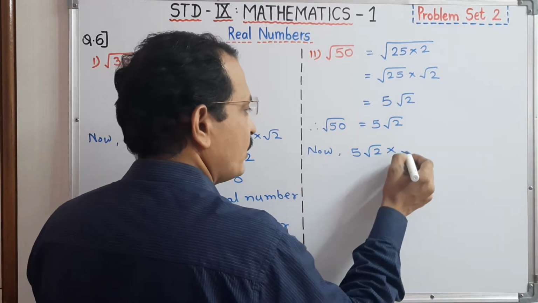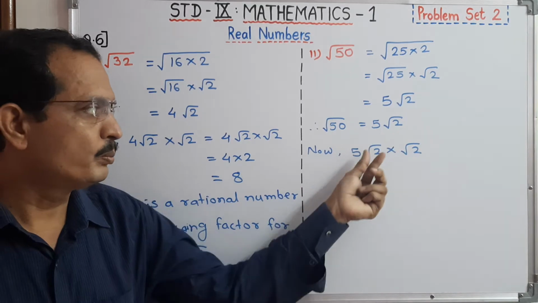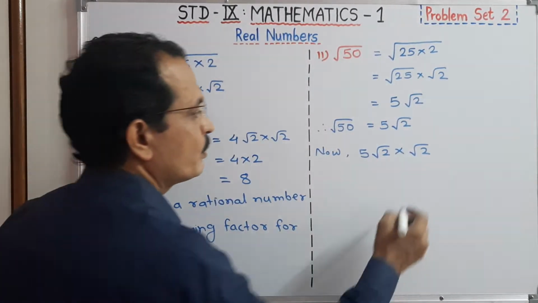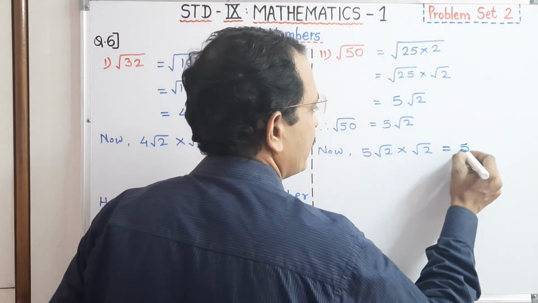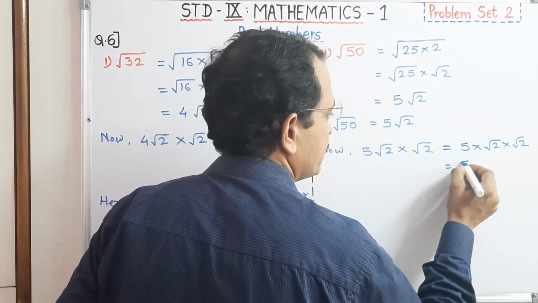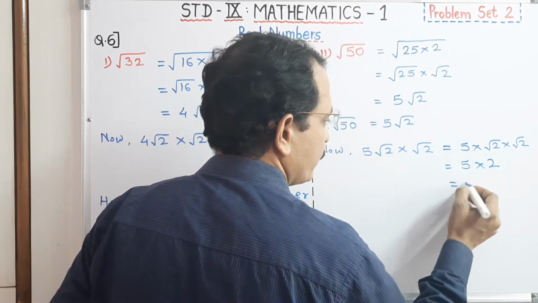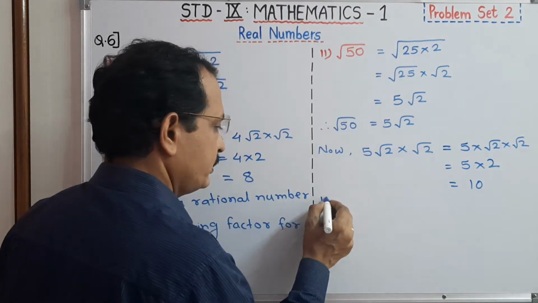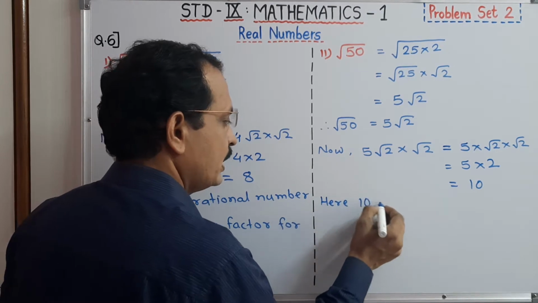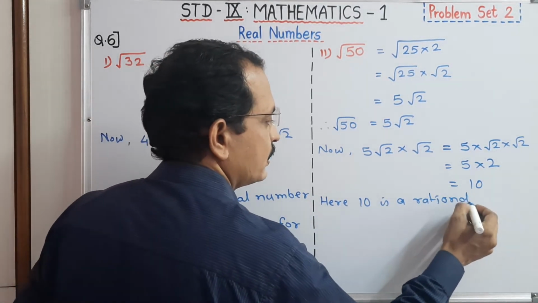If we multiply this 5 root 2 with root 2, then what will be the answer? Here it is 5 into root 2 into root 2. Therefore it is 5 into root 2 into root 2, which is 2. Therefore 10. Here 10 is a rational number.